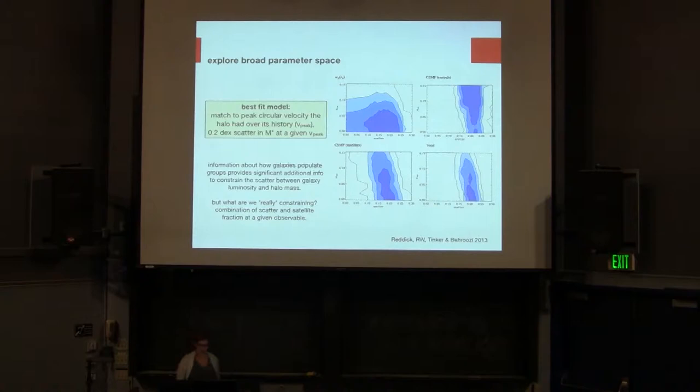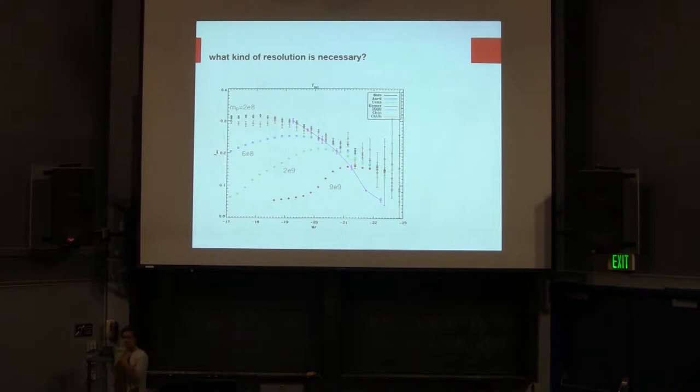Just briefly, I want to mention what kind of resolution you need to do this. I think Anatoly might be saying something more about this. So this plot just shows the satellite fraction for many different numerical simulations. With the gray lines here show roughly the particle mass of these simulations. So Bolshoi had a little bit better than 2 times 10 to the 8 solar masses. And you can see it gets this satellite fraction to be about 0.3 at the lowest luminosities.